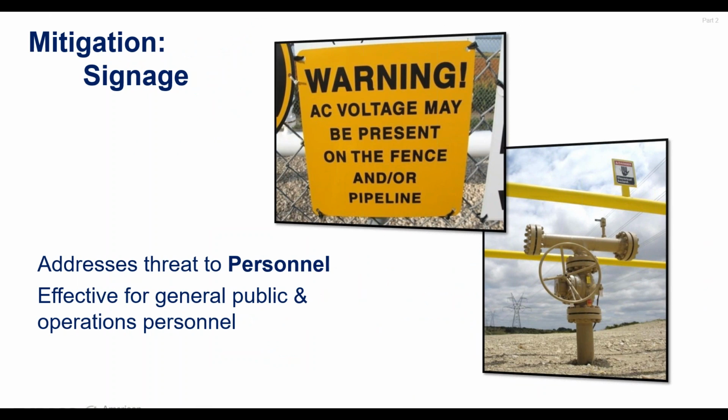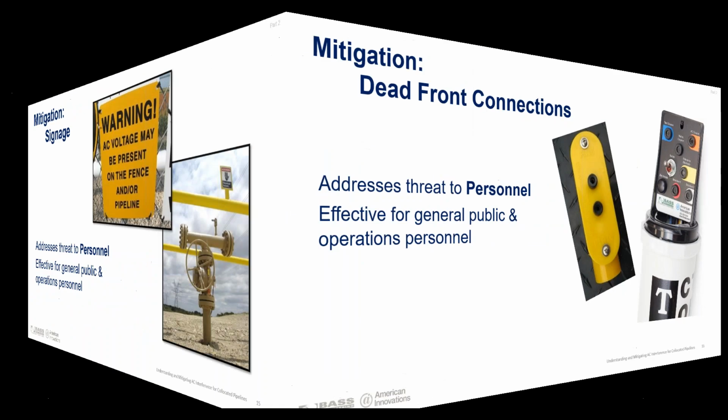Signage is very simple, but it can be very, very effective in helping both our operating personnel and the general public when they're approaching these facilities. So in this case, it's a passive system, but we're just trying to warn folks that AC voltage may be present on those structures. It can be effective for the general public and our operating folks.